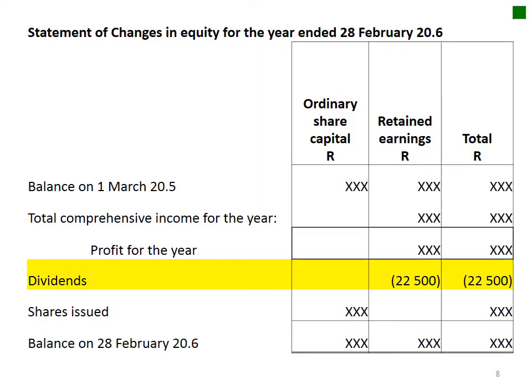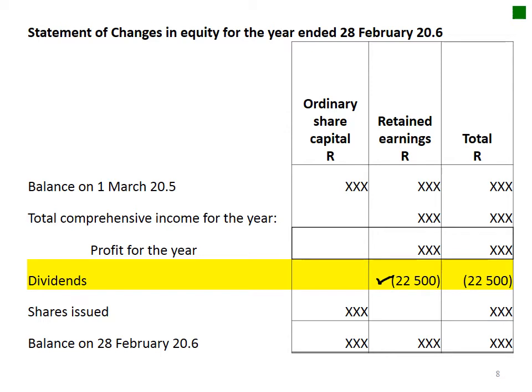So this is what the statement of changes in equity looks like at the end of February 2006. And you'll see here in your retained earnings column, you have dividends in a bracket. Remember, brackets is a debit. Everything in the statement of changes in equity has credit balances. If it's in a bracket, it's a debit amount, which is reducing the credits.